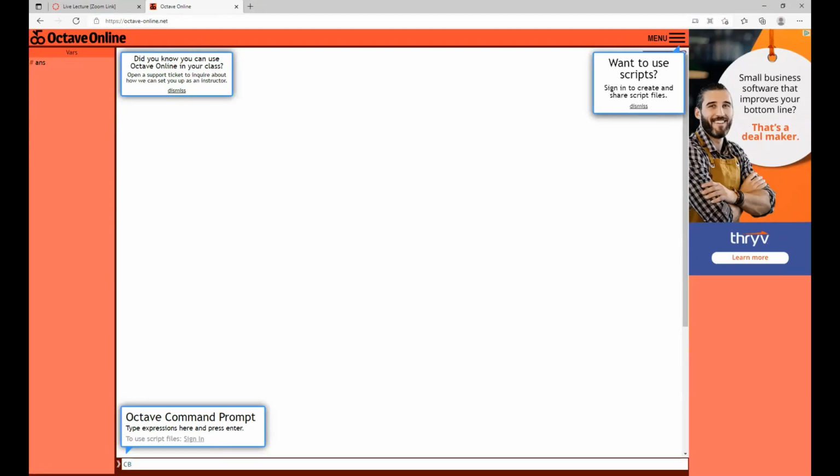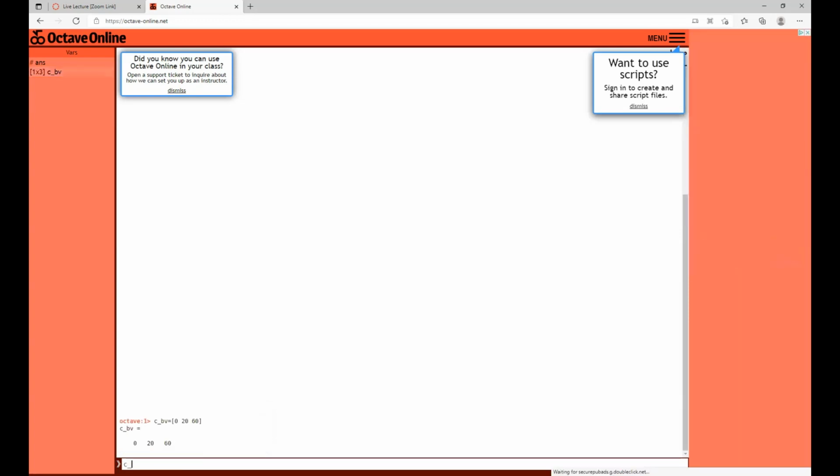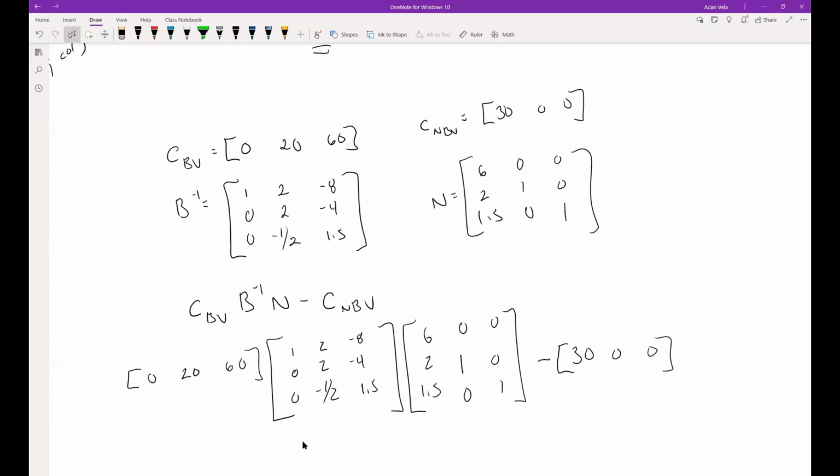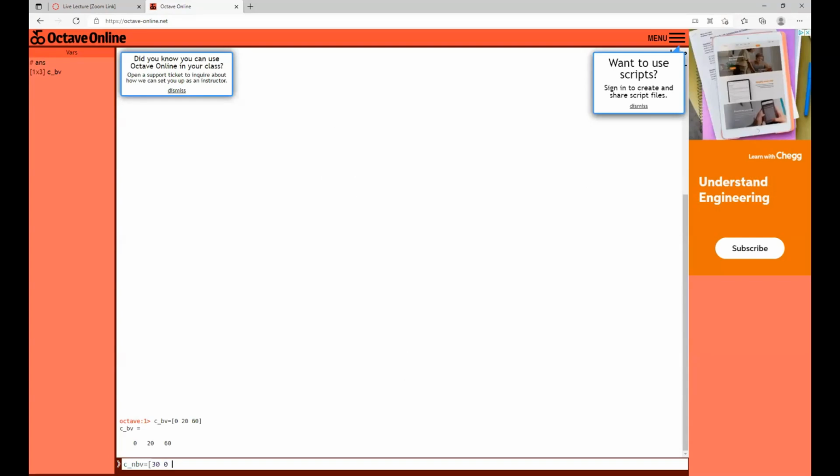So I'm just going to define these matrices. I'll have CBV equal to 0, 20, 60. CNBV, what is that equal to? I think 3000. And then finally, I'll type in B and then calculate the B inverse. You guys can see me work through the whole process.